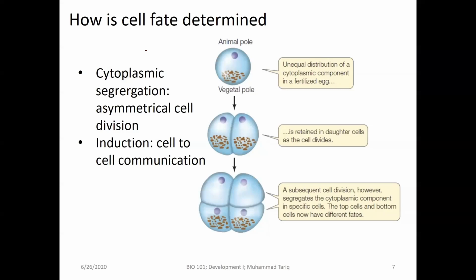And one example is here. For example, we are starting development in Xenopus, in frog. Yesterday we talked about how we have thick yolk on the vegetal pole, and on the animal pole you have the nucleus. Now what happens, this cell undergoes fertilization, and then after mitosis we have two cells which are a result of symmetrical cell division.